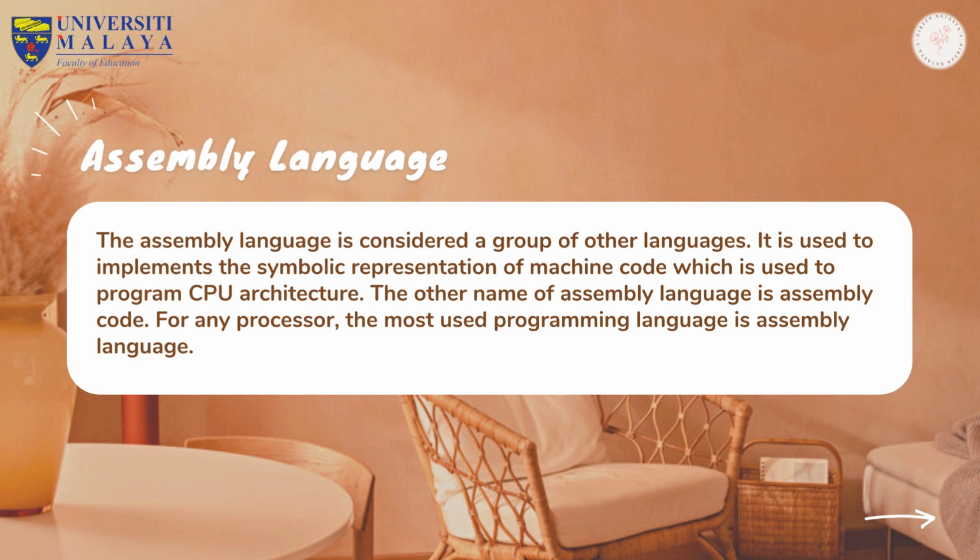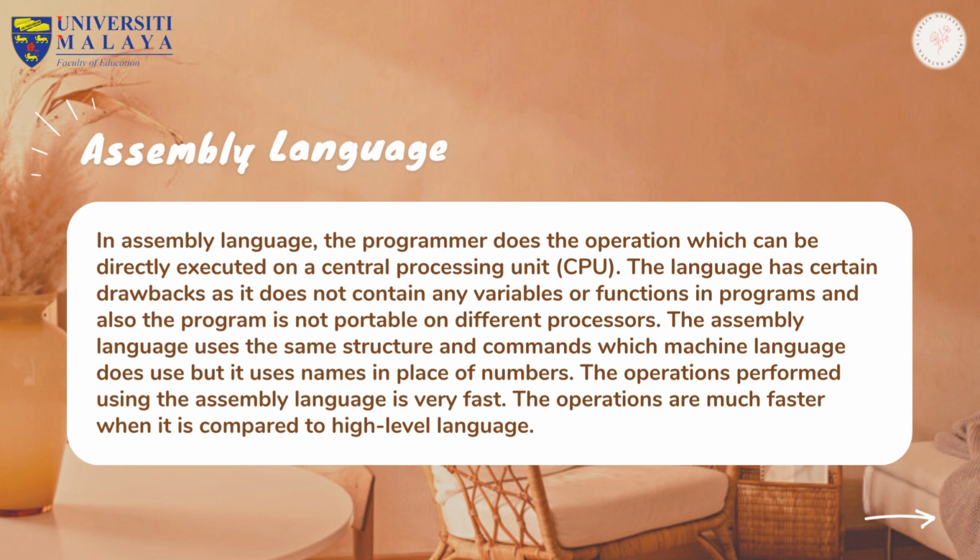The assembly language is considered a group of other languages. It is used to implement the symbolic representation of machine code, which is used to program CPU architecture. The other name of assembly language is assembly code. For any processor, the most used programming language is assembly language. In assembly language, the programmer does the operation which can be directly executed on a central processing unit, CPU.